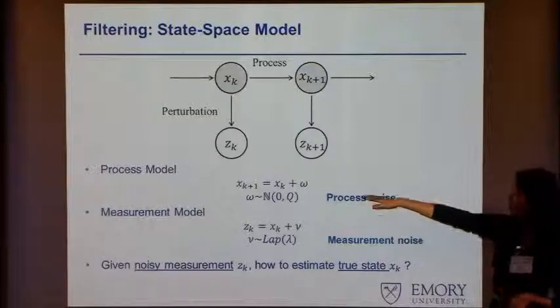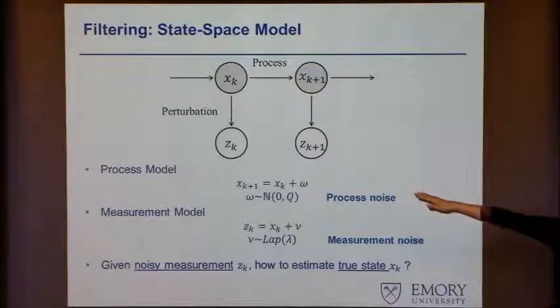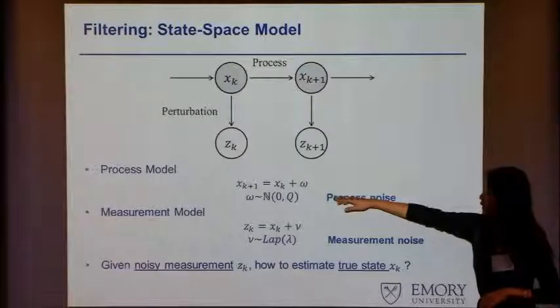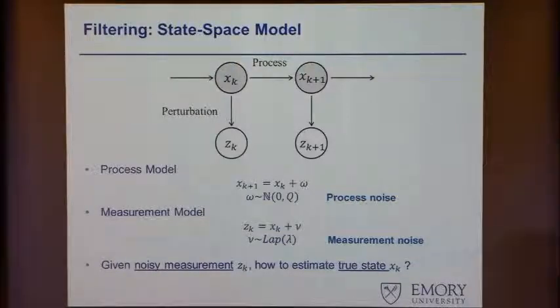To start with, we have a very simplified constant model or linear model, where we say the value at time point x sub k plus 1 is only dependent on the value of the previous time point k, plus a white noise. And the white noise is just a Gaussian noise with a variance q. So this is our process model.